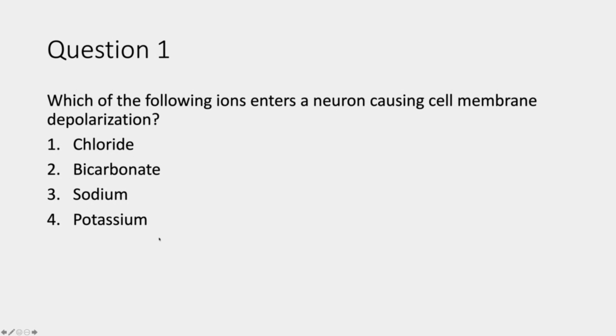Now, if we open potassium channels, remember inside the cells there is a higher concentration of potassium than outside. So potassium will move out. Okay, potassium is a cation, it has a positive charge. So the inner side of the cell is going to become more negative, so it's going to move away from threshold. And that would be called a hyperpolarization instead of a depolarization. Okay, so here is the correct answer.